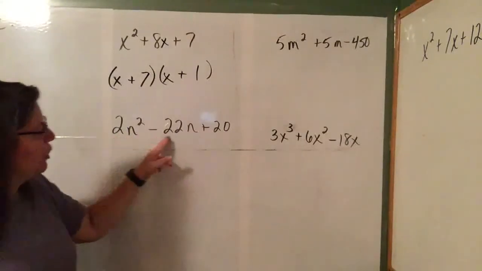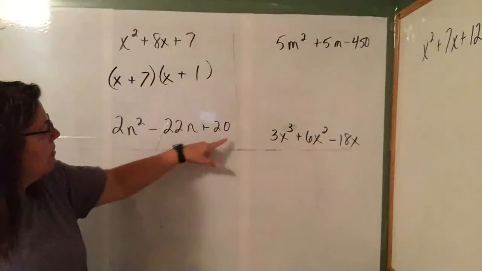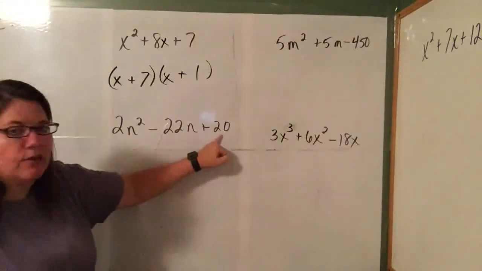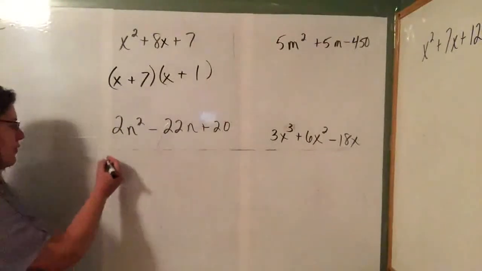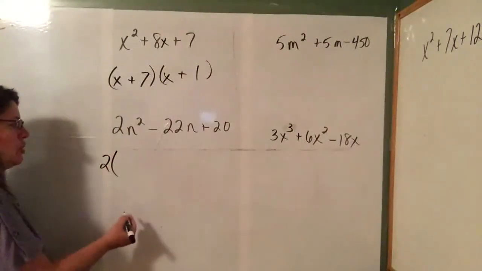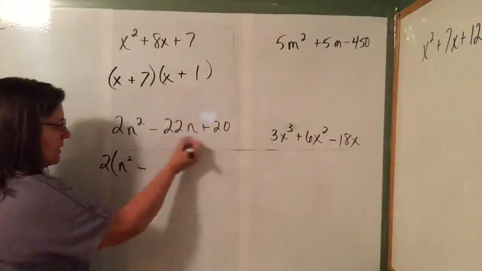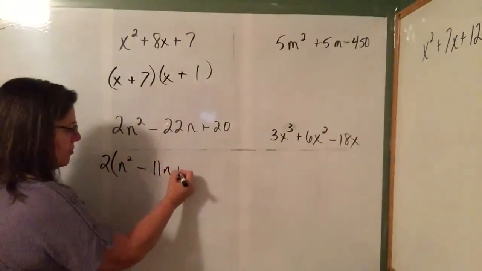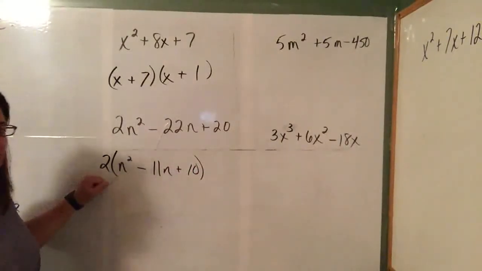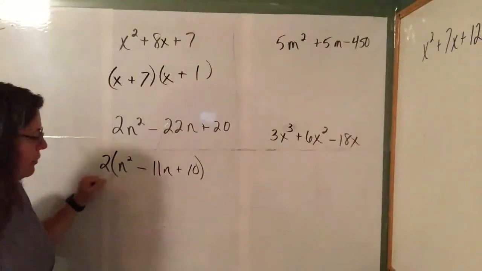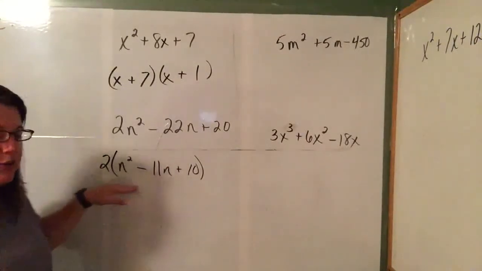If I look at those terms, it looks like what they all have in common is that they're all even numbers, right? So it looks like I can take a 2 out of the whole thing. So I'm going to take a 2 out first. So if I take out the 2, 2 divided by 2 is 1, so I have n squared minus 11n plus 10. Now I have a 2 on the outside. That will come down as part of my answer. And then I'm going to factor this trinomial if it's possible to factor it.